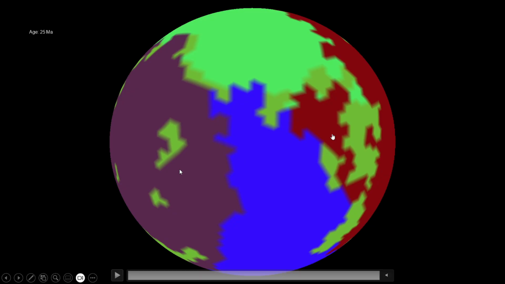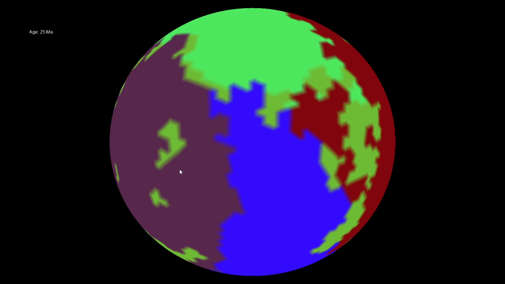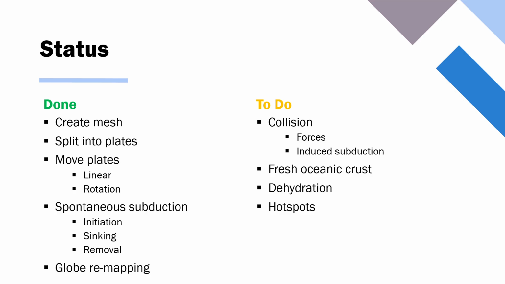We actually have this working, it's working faster, and it's working reliably, and we can pause the simulation to see where it is. So, status, we are where we were before, where we've created a mesh, split it into plates, we've got the plates moving around, we've got spontaneous subduction happening, and we are now correctly and rapidly remapping plate indices onto globe indices, so that's good.